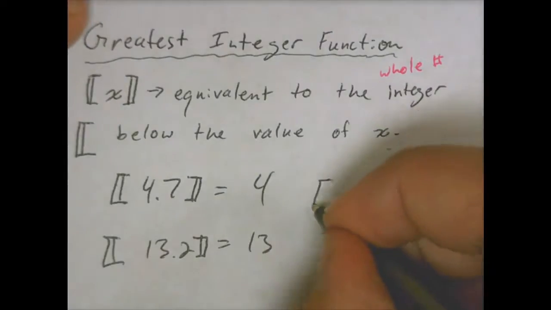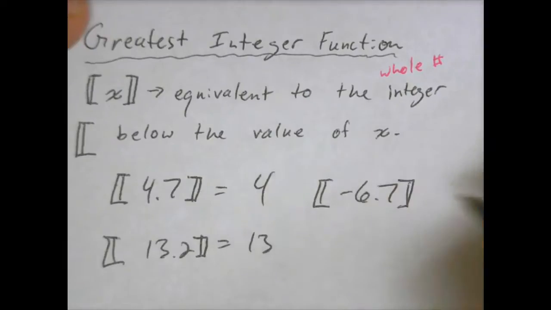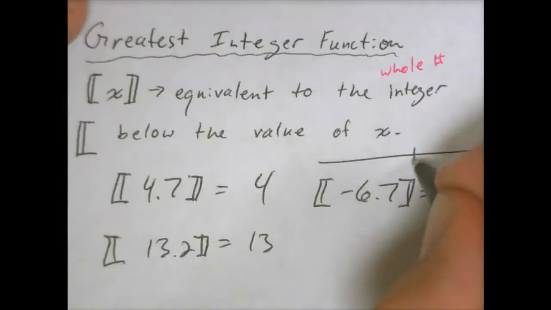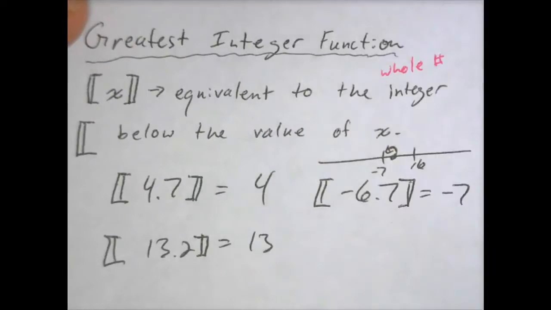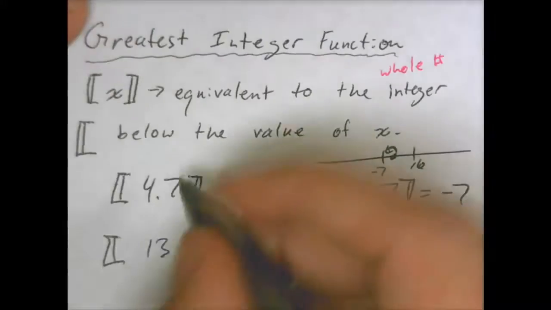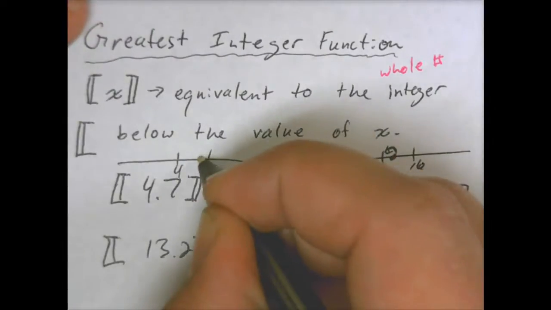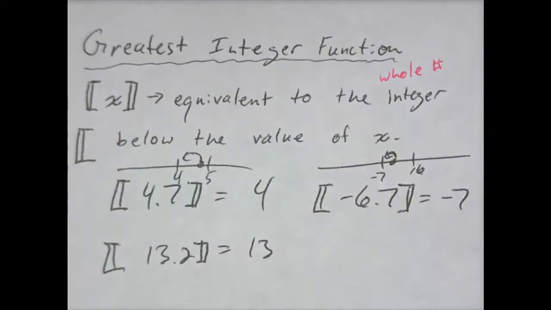It's kind of when it gets to the negative numbers that you have to be careful. So negative 6.7 will round down to negative 7 because that is the integer below it successively on the number line. So if you're at negative 6, and you have negative 7, negative 6.7 would round down to negative 7. Likewise, here's 4, here's 5. 4.7 would round down to 4. So you're just pretty much rounding down the entire time that you are working with the greatest integer function.